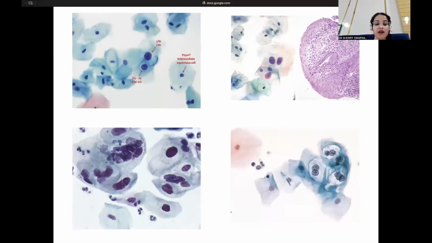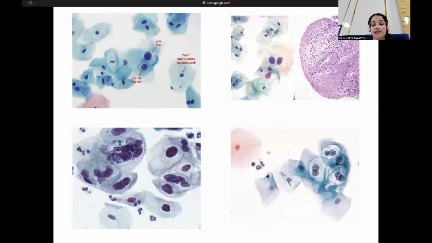So this is a slide. You can see these are the normal intermediate squamous cells. This is seen in case of ASCUS, where the nuclear size as compared to this is increased by 2 to 3 times, and this is in case of LSIL, where the nuclear size compared to the intermediate cell is increased by more than 3 times.